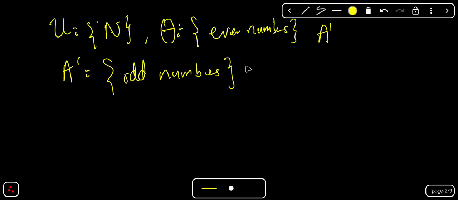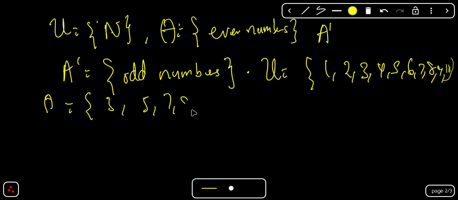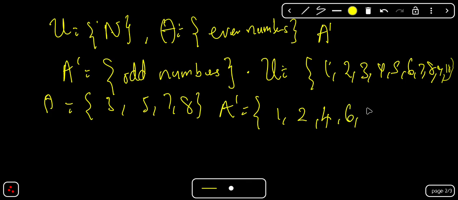Okay, so let me use another example. Let's say the universal set equals 1, 2, 3, 4, 5, 6, 7, 8, 9, 10. Then I have A equals 3, 5, 7, 8. And I ask you to find A complement. So those are the elements in the universal set that are not in A, which is 1, 2, 4, 6, 9, and 10. So that is A complement, and that is how you solve for the complement of a set.